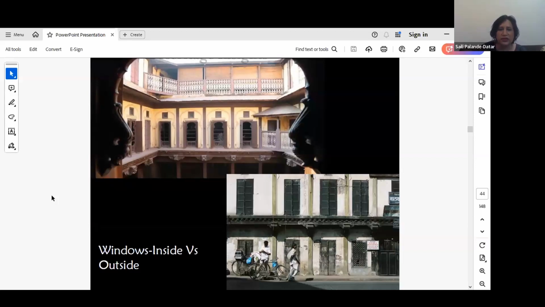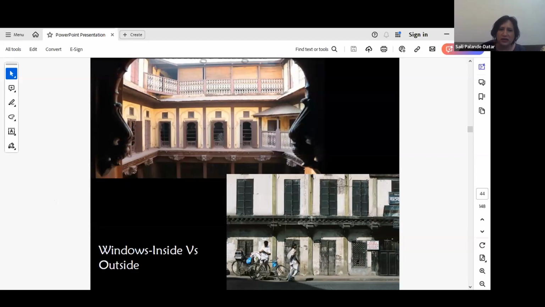And how do the windows open? So you see that the bigger openings are in the courtyards because these are inward looking spaces, whereas the outer areas are generally closed shut in order to prevent the heat and dust coming from the road. So these are very inward looking and climate controlled architecture that one comes across here.